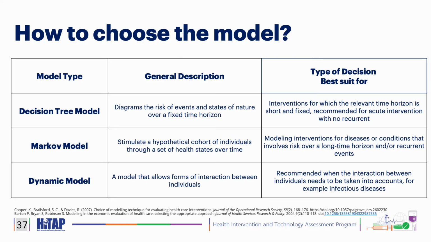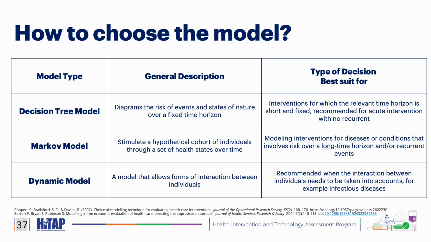Compare that to the Markov model, which simulates a hypothetical cohort of individuals through a set of health states over time. In the Markov model, patients are allowed to have a recurrence or to move to another health state. So this type of model is best suited for modeling interventions for diseases or conditions that are quite chronic or involve risk over a long time horizon. And as I've mentioned, the Markov model also takes into account recurrent events.